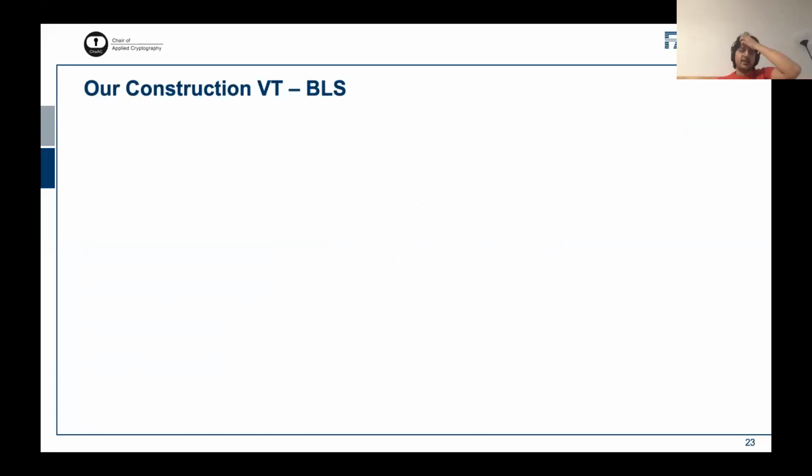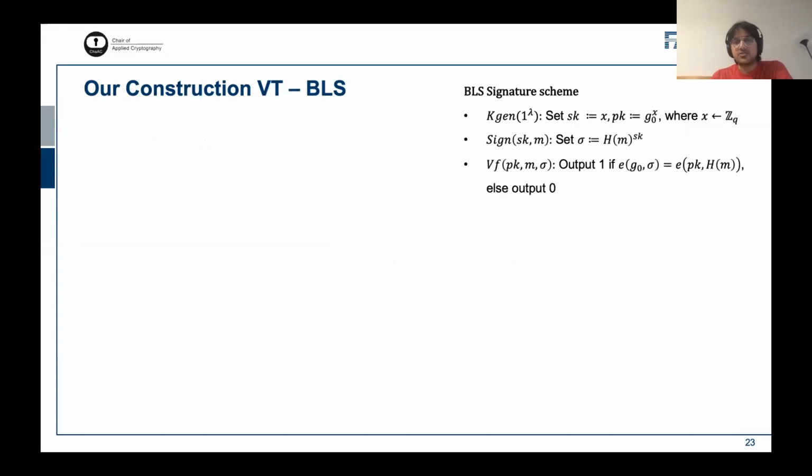Okay, let me dive into more detail and show you our VT-BLS. Just to recap the BLS signature, I've written it down here. It is a pairing-based signature. The signature sigma is set as the hash of the message raised to the secret key. And the verification equation has a pairing in this form. Okay.